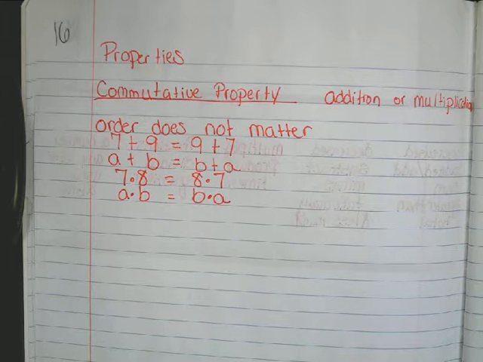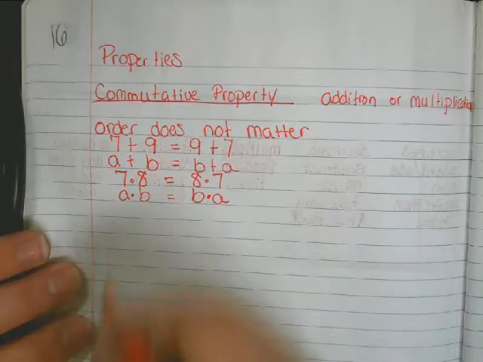So there's no commutative property for subtraction. Same thing with division. I can't take 5 and divide it by 3, and then take 3 and divide it by 5. I'm not going to get the same answer. Okay? So now let's look at associative property.